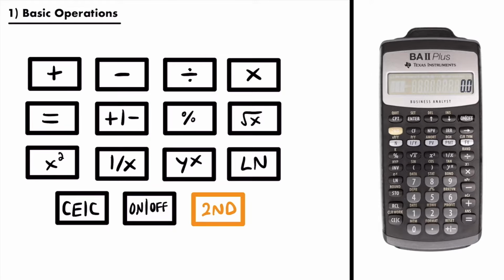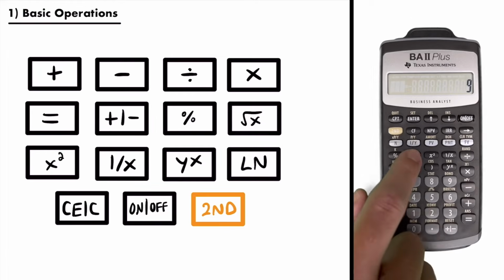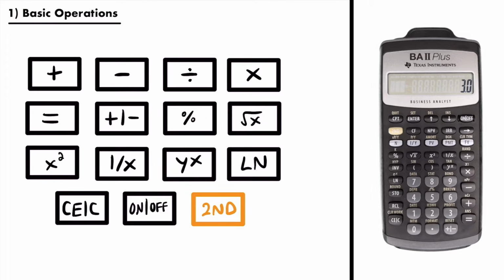And that button is located right here. And so let's say that we wanted to know the square root of 9. I can plug in 9. And then if I want to take the square root of that, I will press that button. And we're told that it's 3. All right, so that makes sense. The square root of 9 is 3.